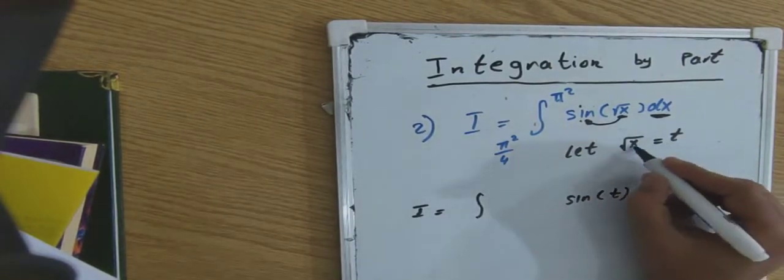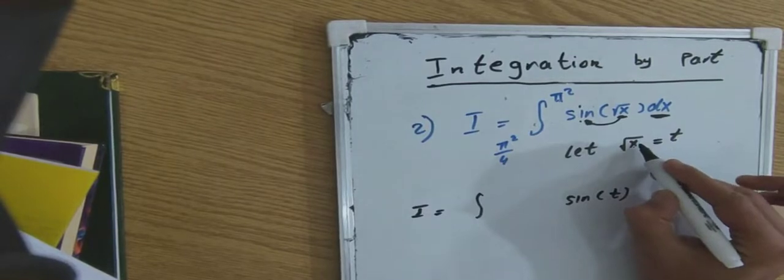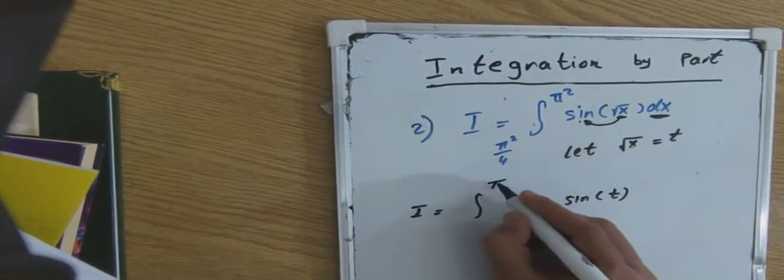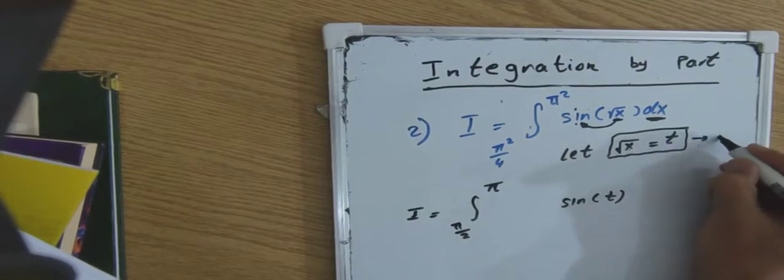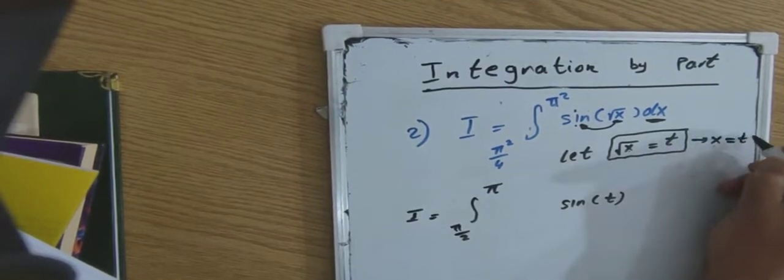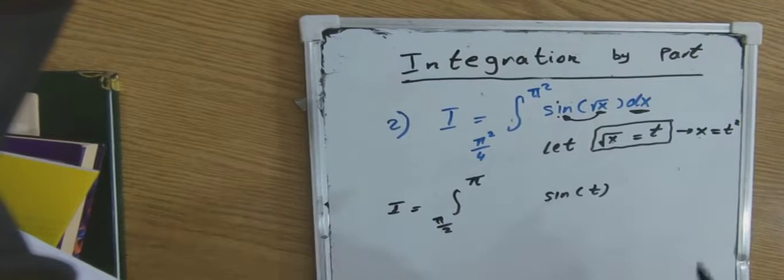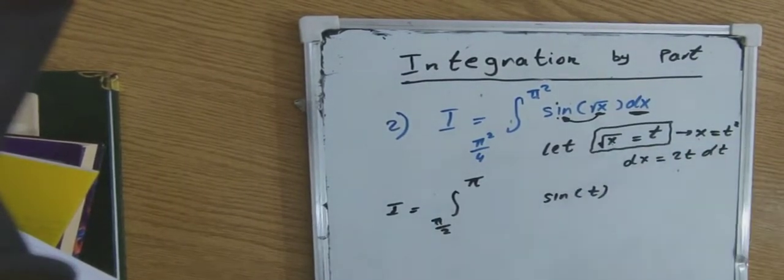At x equal to pi squared, root pi squared will be pi, so t will be pi, and at x equal to pi squared over 4, t will be pi over 2. So we use our relation for the substitution to get the limits for t, and also if root x equals t, then x equals t squared, so dx will be 2t dt. So now we can replace dx by 2t dt.